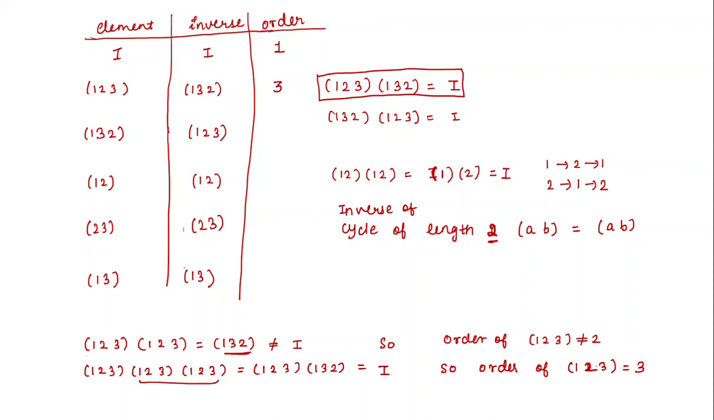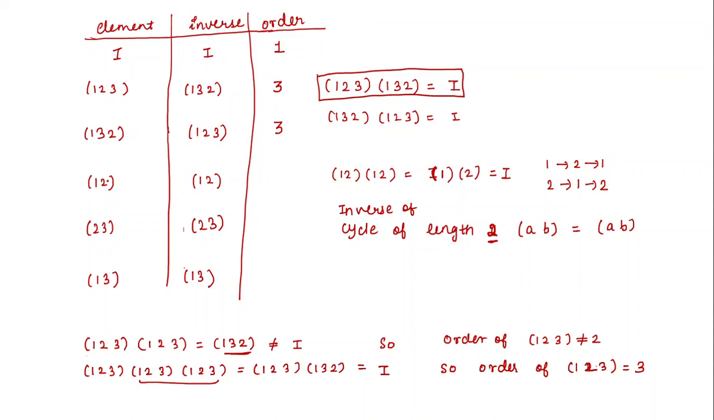Now what is the order of the cycle (1 3 2)? You can clearly find, because (1 2 3) has (1 3 2) as its inverse, and the order of an element and the order of its inverse are always the same. So the order of (1 3 2) will also be 3.